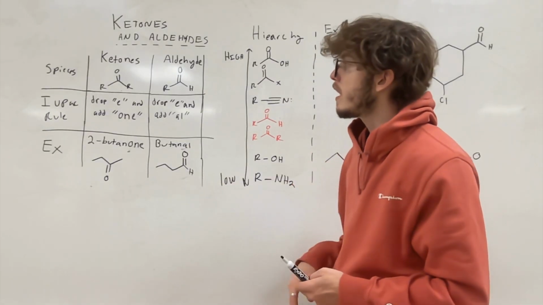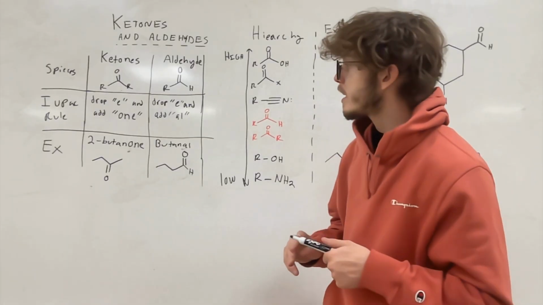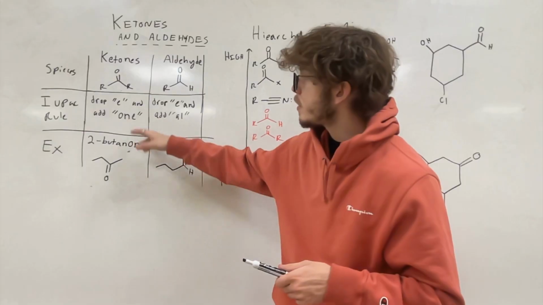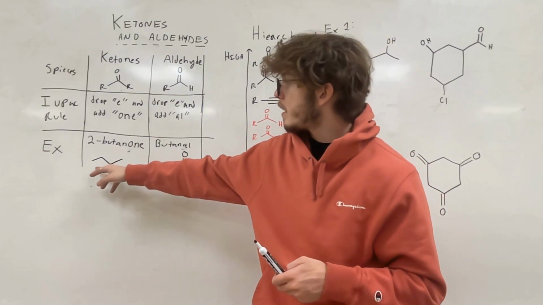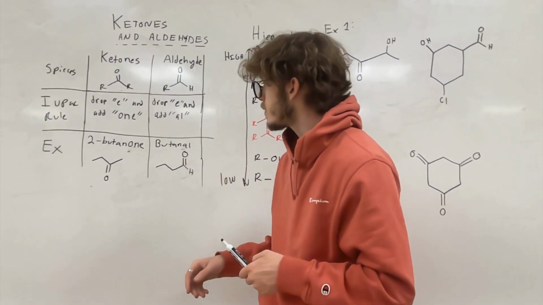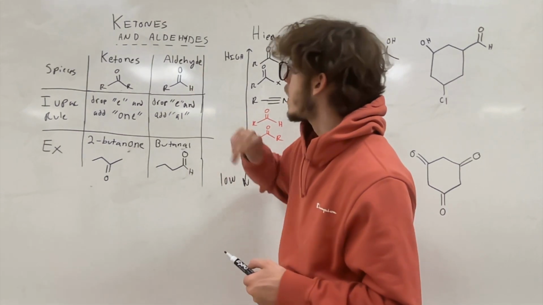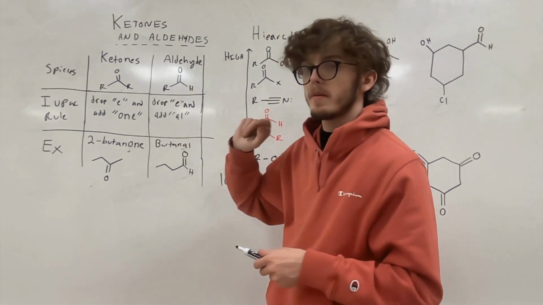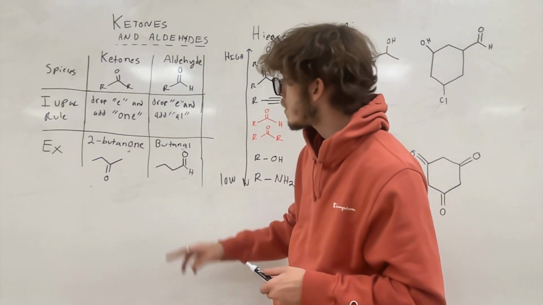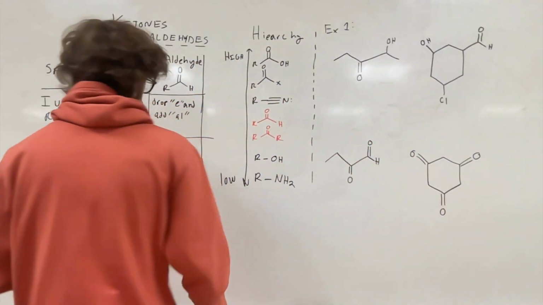Now, a ketone has two R groups on it. That means two carbon groups. For example, we have this molecule here, 2-butanone. We'll get to the naming in a second. But notice how there's a methyl group on one side and an ethyl on the other side. Butanal, for example, is an example of an aldehyde. That's where you have one carbon group and one H. Notice how here we have a propyl group on one side and hydrogen on the other side.